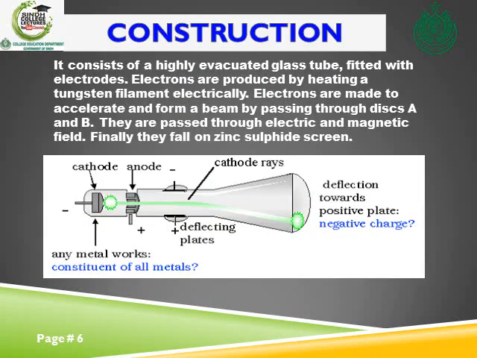Construction. The J.J. Thomson method consists of a highly evacuated glass tube fitted with electrodes. Electrons are produced by heating a tungsten filament electrically. Electrons are made to accelerate and form a beam by passing through discs A and B. They are passed through electric and magnetic fields. Finally, they fall on a zinc sulfide screen.